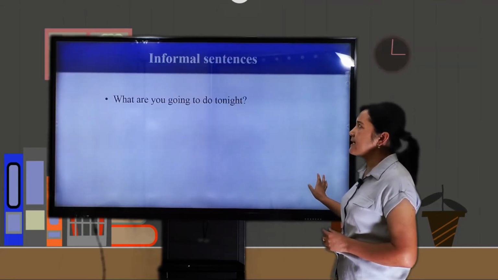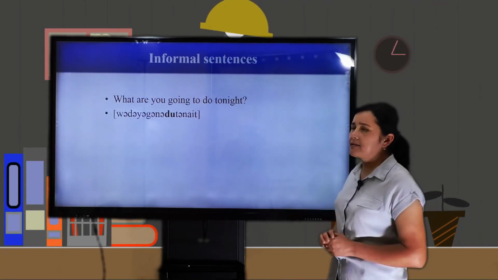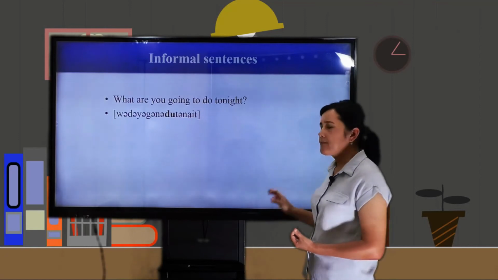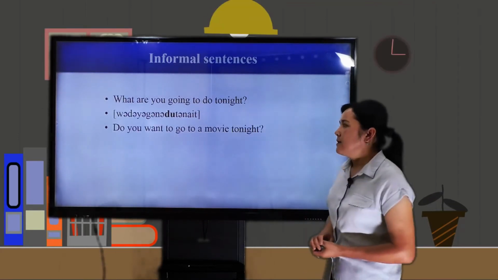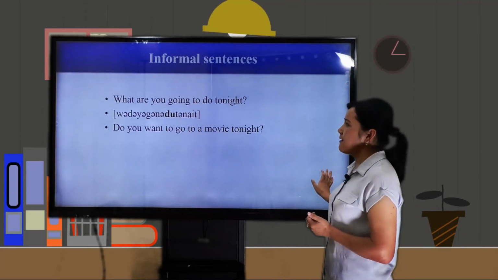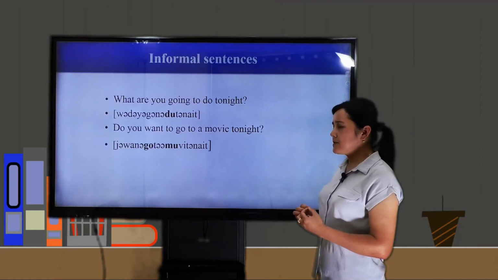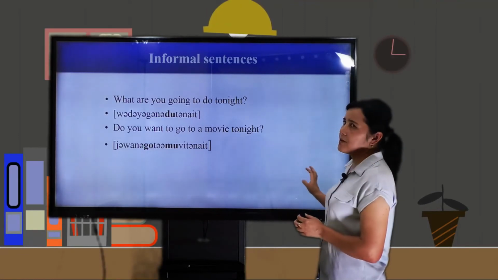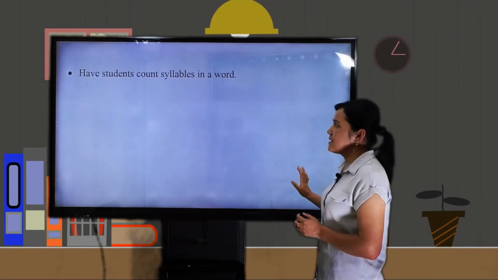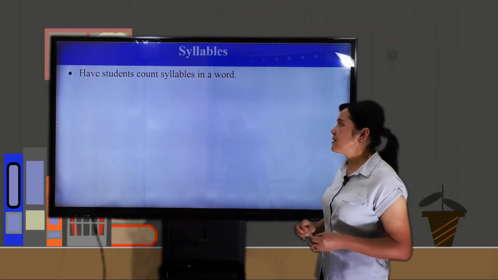And informal sentences, how to fix it. "What are you going to do tonight?" How will we link it? So, "What are you going to do tonight?" And the next question, "Do you want to go to a movie tonight?" How do we link it? "Do you want to go to a movie tonight?" So in this way, we can link the words, and so English native speakers speak very fast.